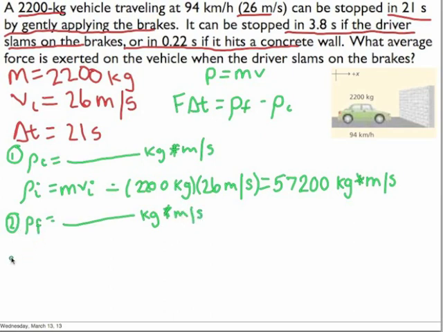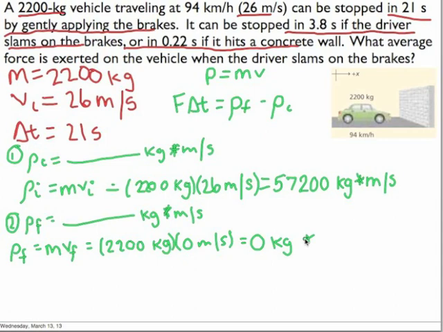And so we'll do our final mass times our final velocity. And remember, we're stopped at the end, right? Because the cars have stopped moving. And so his final velocity is 0, which anything multiplied by 0 is 0. So we're going to get a final momentum of 0.